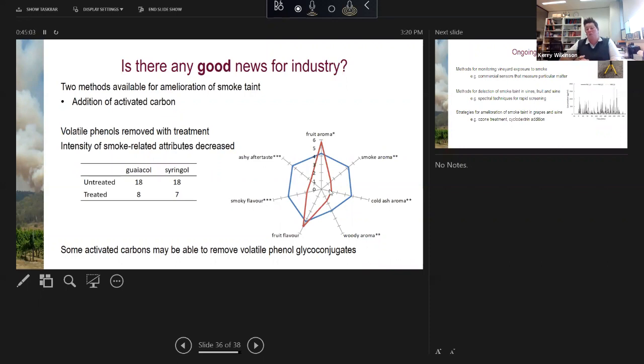And the Australian Wine Research Institute has done some work to show that they themselves might impart some sensory perception of smoke taint, because some of the enzymes in our mouths are actually capable of breaking those compounds down and releasing the volatile phenols. So some people will perceive that smoky character from those glycoconjugates. However, more recent work being done by the Australian Wine Research Institute suggests that there might be some activated carbons out there that actually are quite good at scavenging these glycoconjugates. So this is an area where more work is being done.